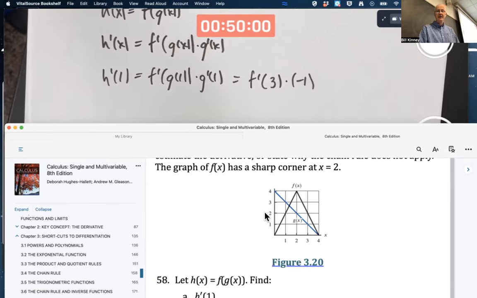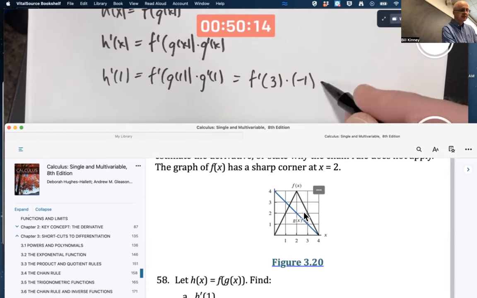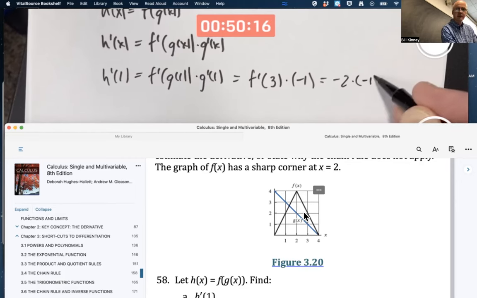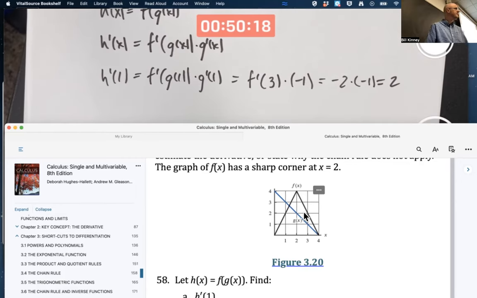What's f prime of 3? I need the derivative of this graph, this black upside down V graph, at 3, which is the slope of this part of this line right here. Do rise over run. It looks like that slope is -2. This gives you -2 times -1, +2 for the answer.